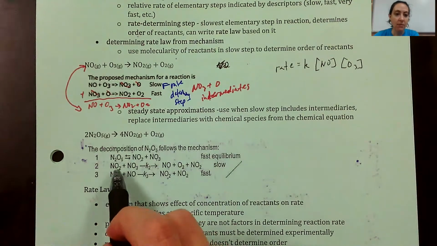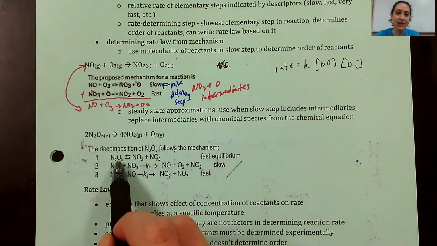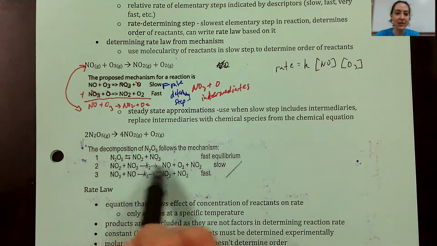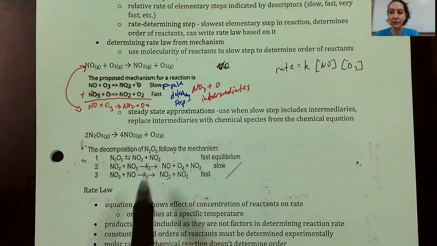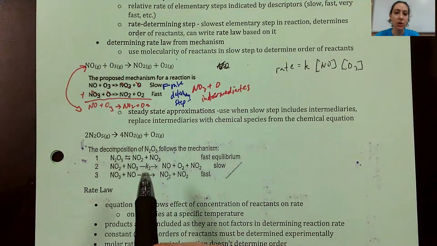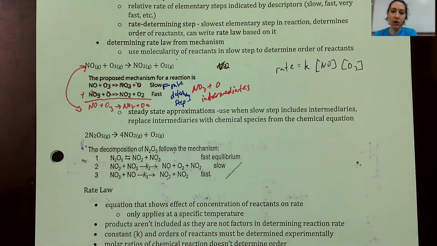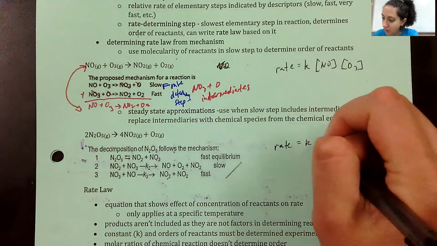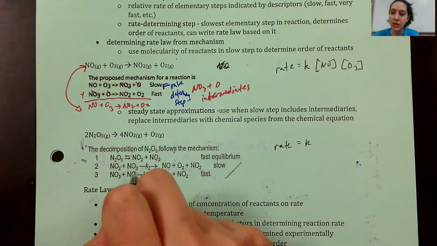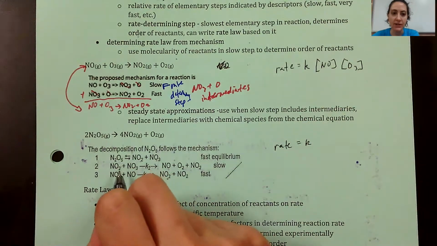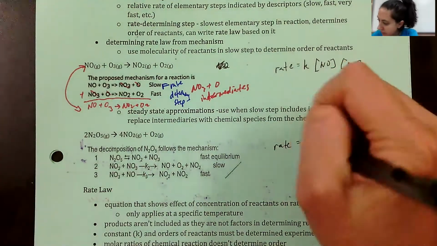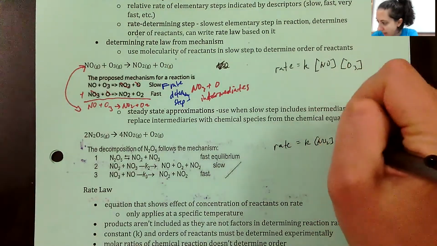Anyway, our slowest step is when dinitrogen pentoxide breaks apart and those two products react to form some other stuff, and that's the slow step. So according to this, our rate law would be equal to, these are both first order because they only show up once. It's not like NO2 plus NO2, just once. So that's NO2 and NO3.